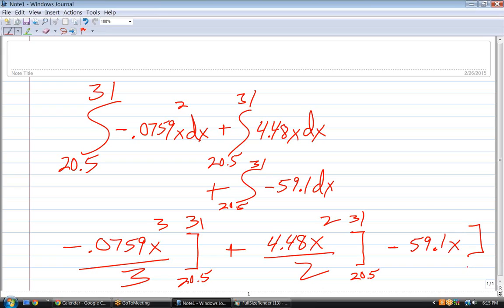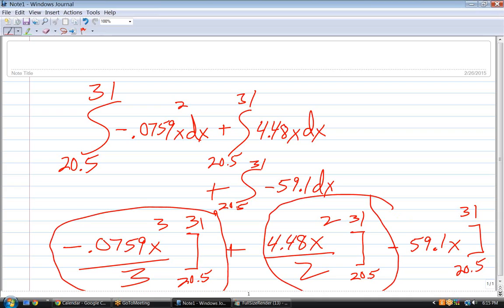And evaluated at the same two limits. So we have that number plus that number minus that number. That's going to be the area under that curve. Okay. And we could go through all the arithmetic, but it takes quite a while, and I don't know if you want to spend your time doing that.